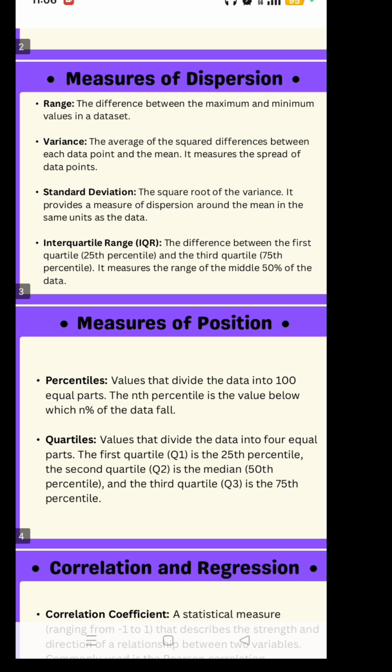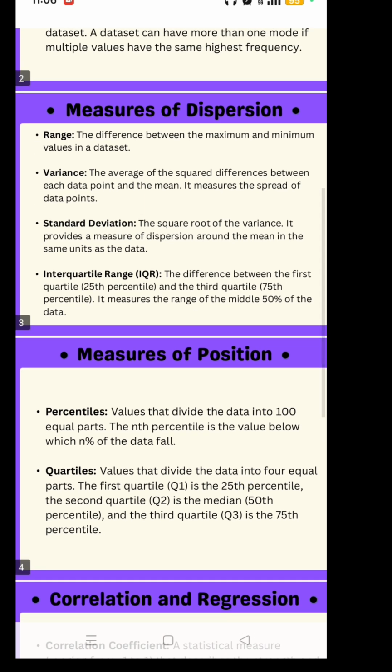Next, coming to the measures of dispersion, how the data are located and how they deviate, we are going to learn. In this we have some calculations. They are range, the difference between the maximum value and the minimum value in a data set. Next, the variance, a very important point here: the average of the squared differences between each data point and the mean. It measures the spread of the data points.